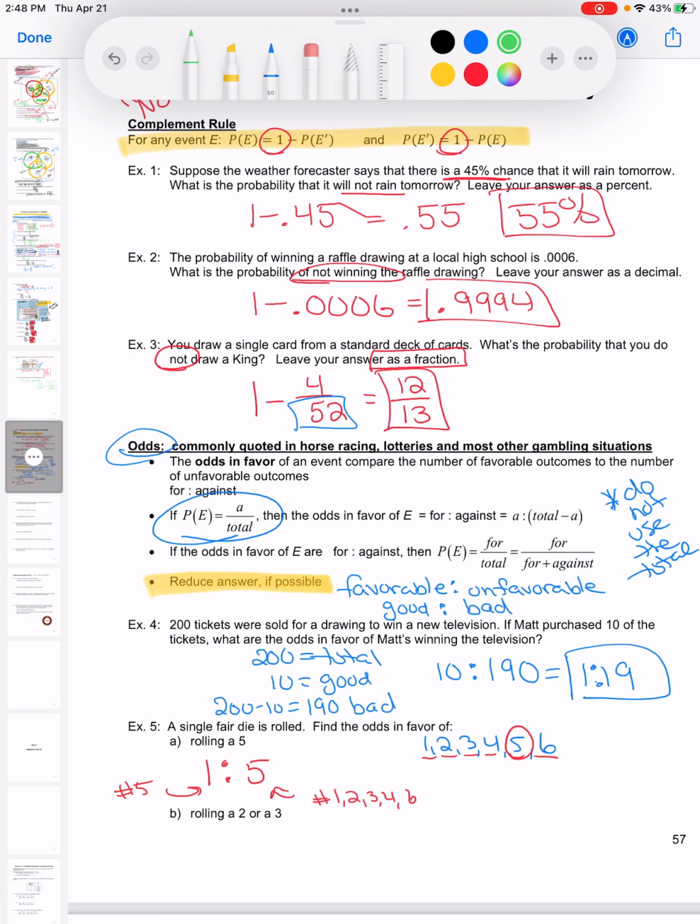Similar, rolling a 2 or 3. I've got 6 numbers. 2 or 3, there are 2 of those numbers. And then there's 1, oops, I forgot. 1, 2, 3, 4 numbers that are not 2 or 3. Now 2 to 4 I can reduce down. Just type 2/4 in your calculator, and that's going to give me my reduced answer of 1/2.